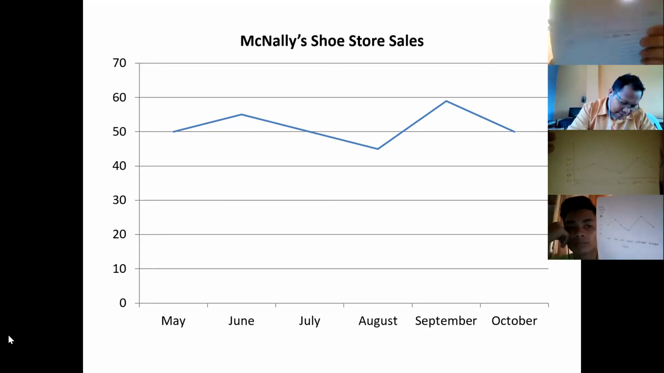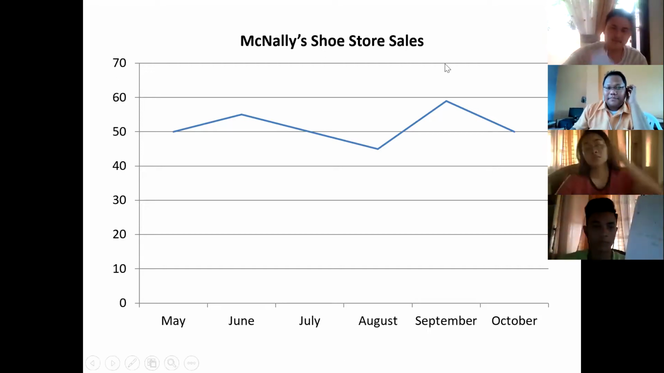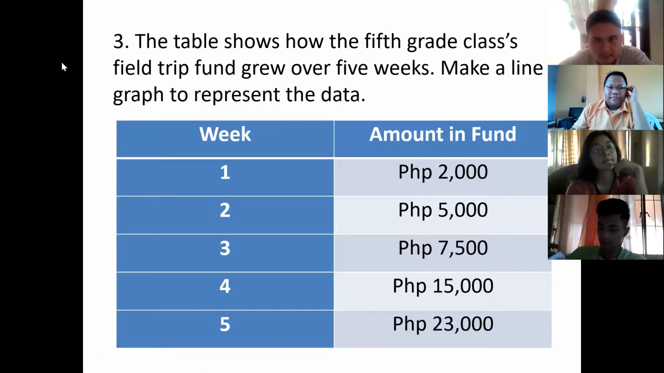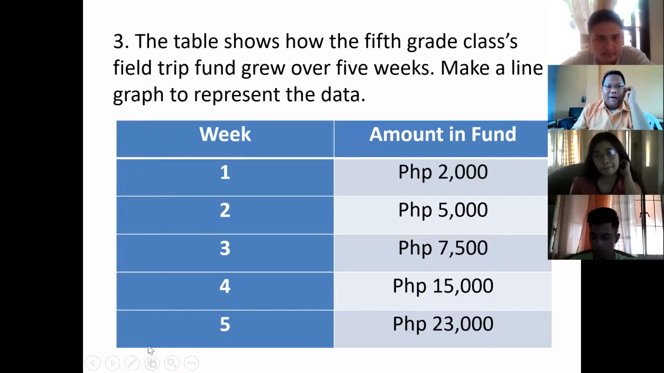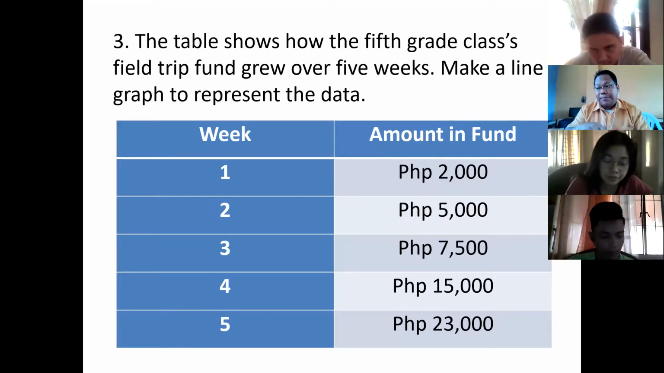Okay. The last one for this afternoon. Here's the last one. Yes, Lex. Here, the table shows how the 5th grade class's field trip fund grew over 5 weeks. Make a line graph to represent the data. So this afternoon totals to 15 extra points.